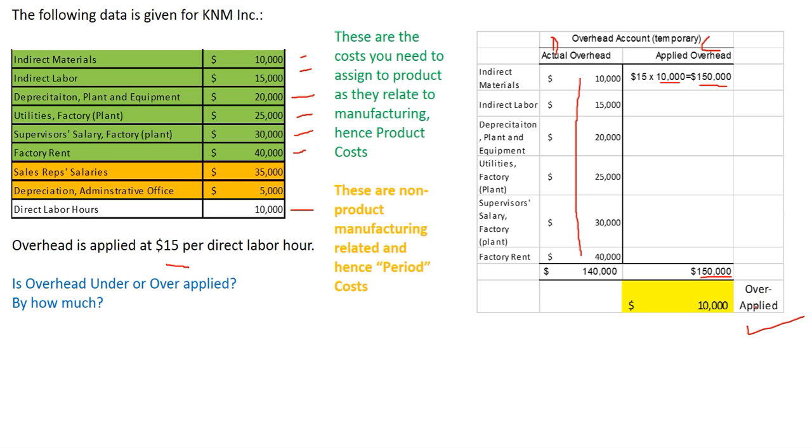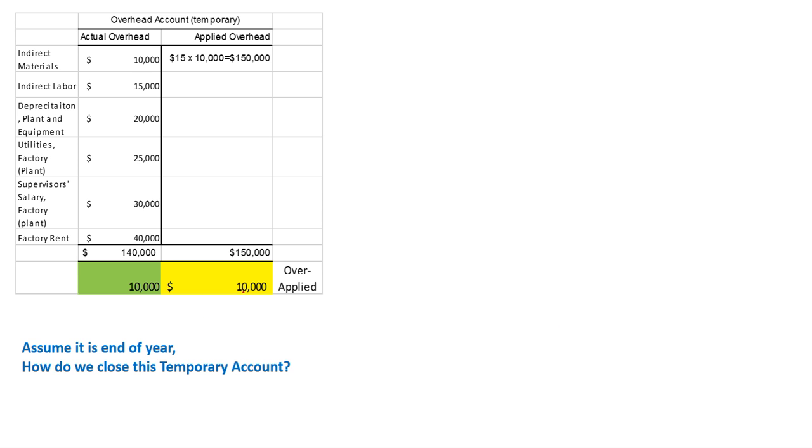Now what we are going to look at next is how we are going to close this temporary account. Let's assume it's the end of the year and we have $10,000 applied overhead, over applied, and I need to close this. In order to close this, since it's a credit, I need to debit this account. Once I debit this account during the closing process, I need to credit something else, and the easiest way is to credit cost of goods sold, and that's what's happening right here.